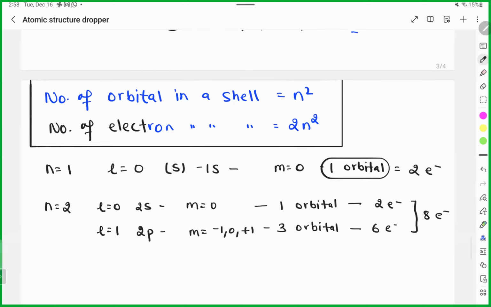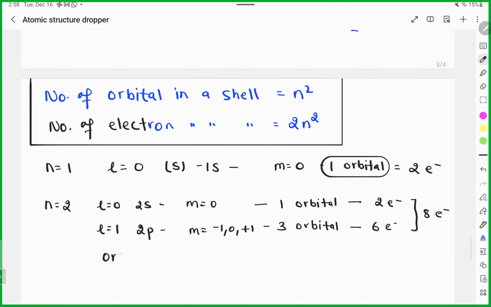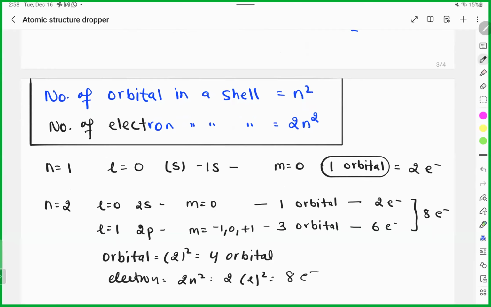Make sense? So if I directly put the formula, orbitals will be n square. 2 square means 4 orbitals. Correct? And in case of electrons, 2n square, n value is 2, it will be 8 electrons. What is the benefit? For 1, 2, 3 you can calculate, but if a big number like 10 is given, you can't keep on writing. Then it will help you summarize the same thing in an easy way. Make sense?